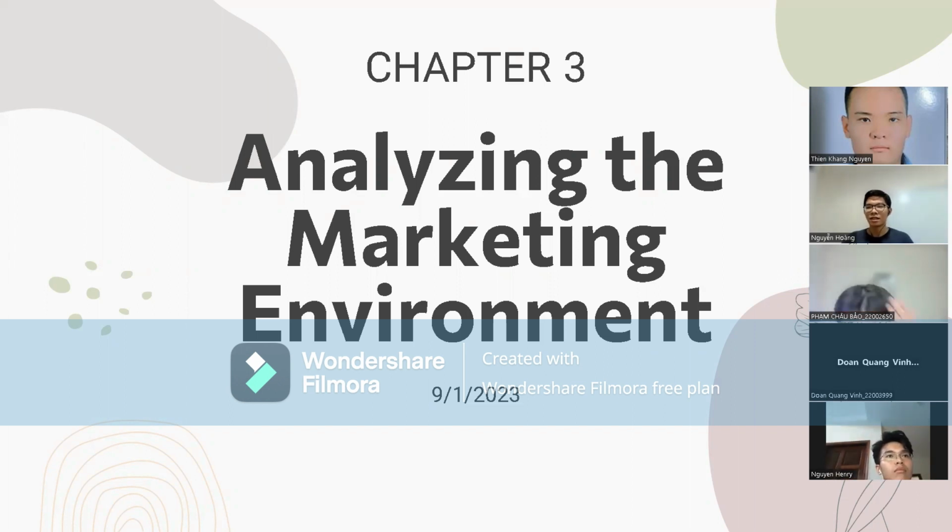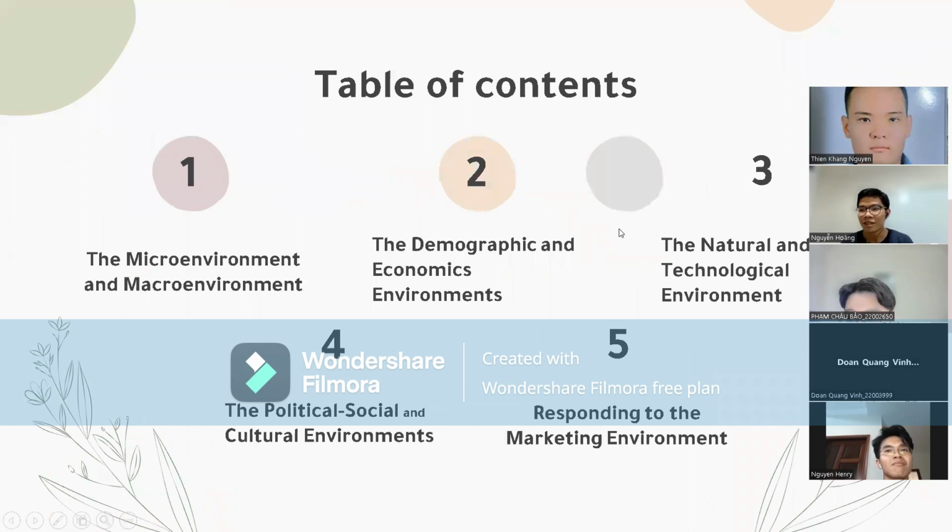Chapter 3, Analyzing the Marketing Environment. Today we have the concept. We have 5 parts. The first is the micro environment and the macro environment. The second is the demographic and economics environment. The third is the natural and technological environment. The fourth is the political, social, and cultural environment. Next up is responding to the marketing environment.